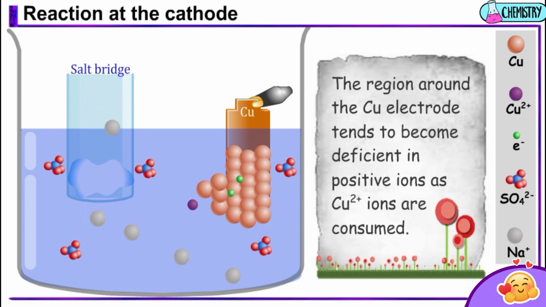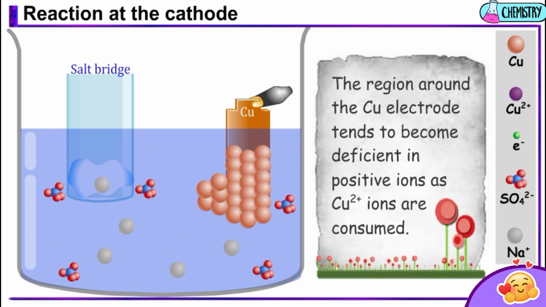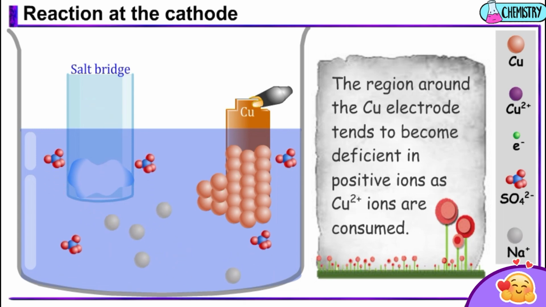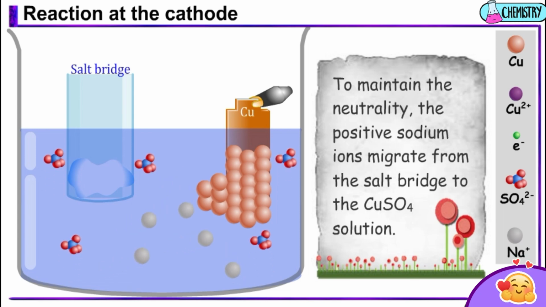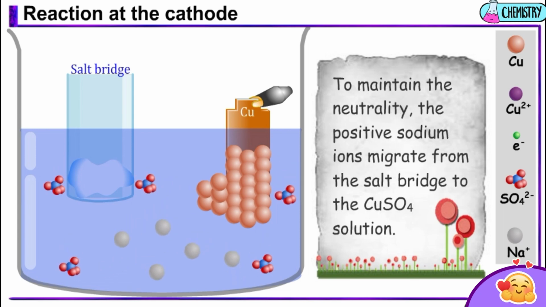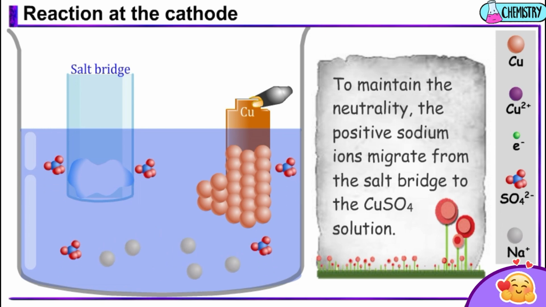As the reaction proceeds, the region around the copper electrode tends to become deficient in positive ions as Cu2+ ions are consumed. To maintain neutrality, the positive sodium ions migrate from the salt bridge to the copper sulfate solution.